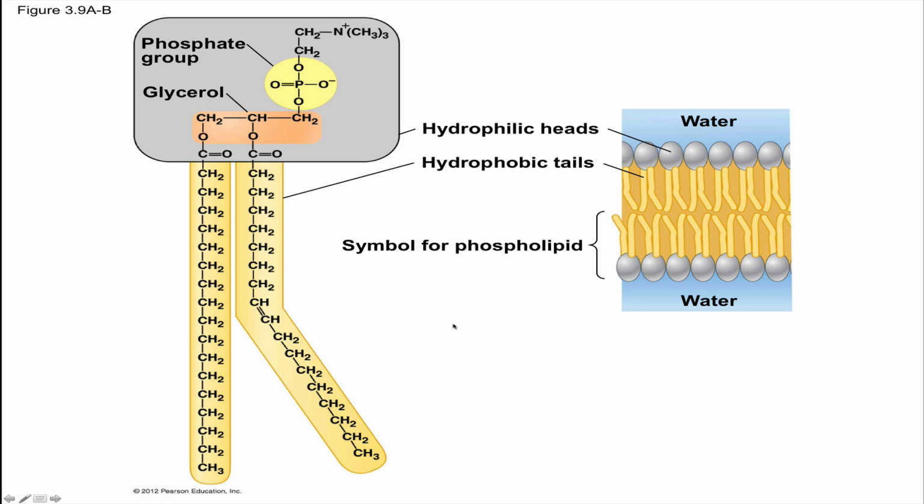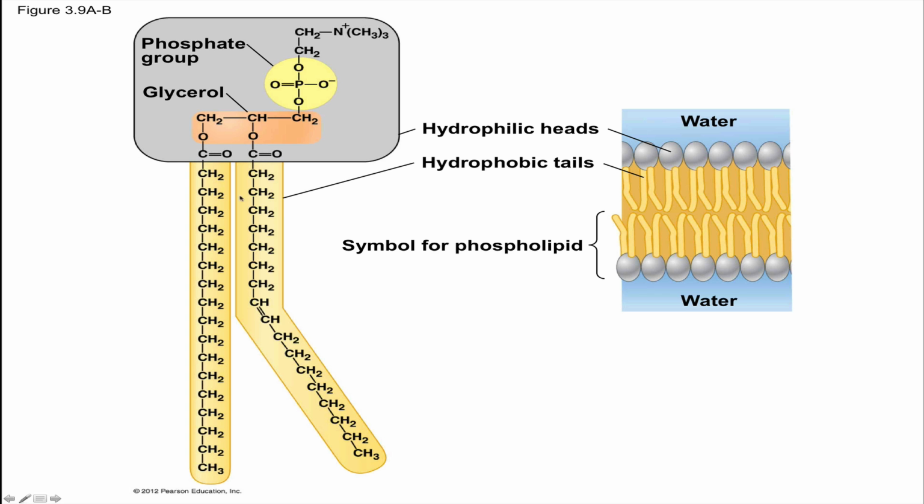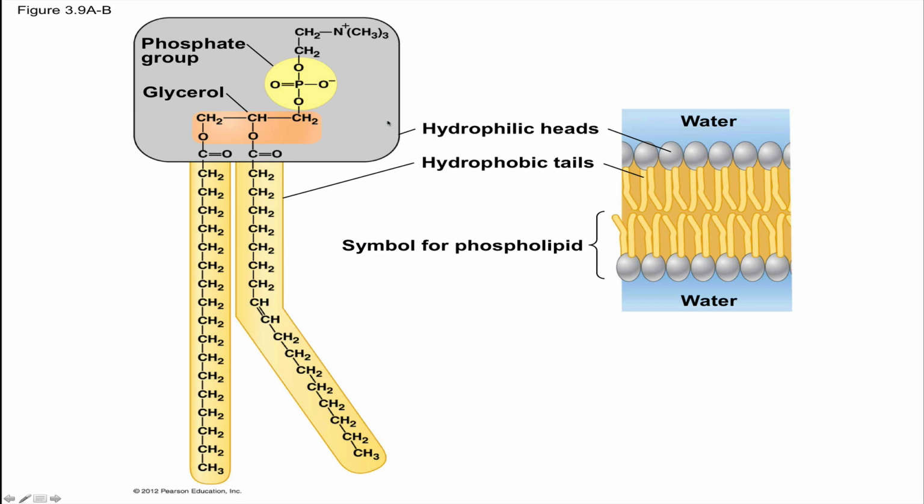Let's go back here. So fats contain 3 fatty acids, whereas the phospholipid contains only 2 fatty acids, and they're both attached to glycerol. So you look over here, what do they have? Phospholipid has 2 fatty acids, and the fat would have 3. Now where do you find these phospholipids? In the cell wall. This is the cell wall over here. Now we're going to look at a close-up of this molecule.